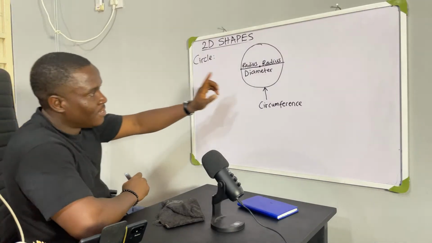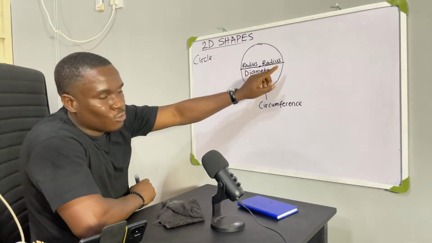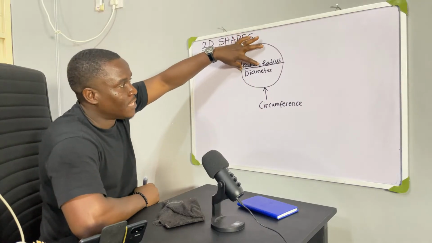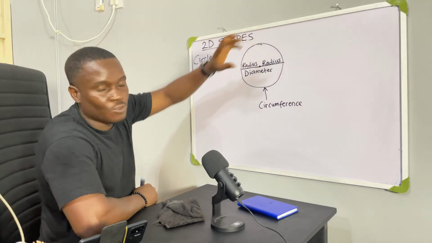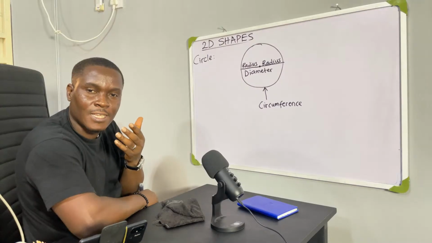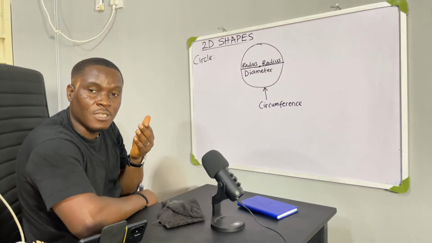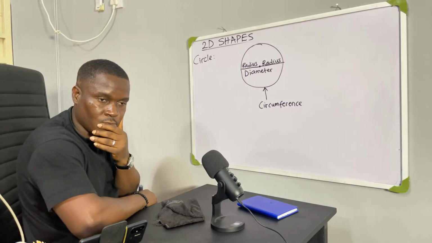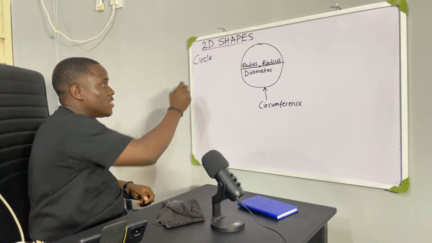Okay. So the line that cuts the circle into two equal halves is called the diameter. But half of the diameter is a radius. So that means we can say that a diameter is made up of how many radius? Two radius.